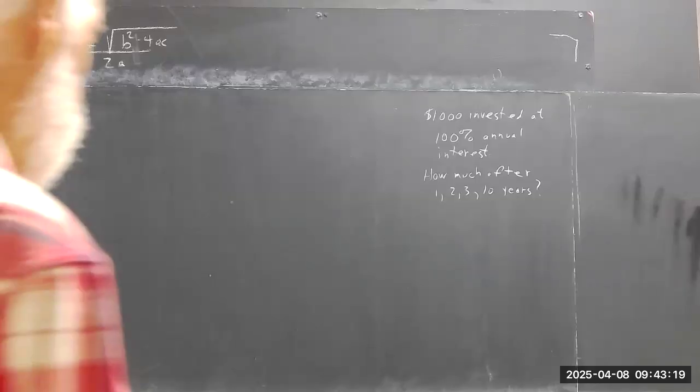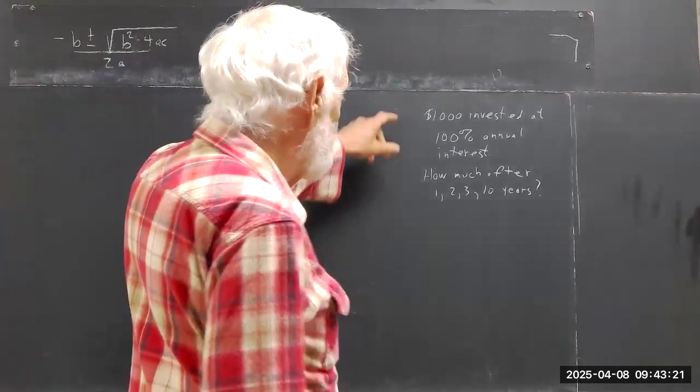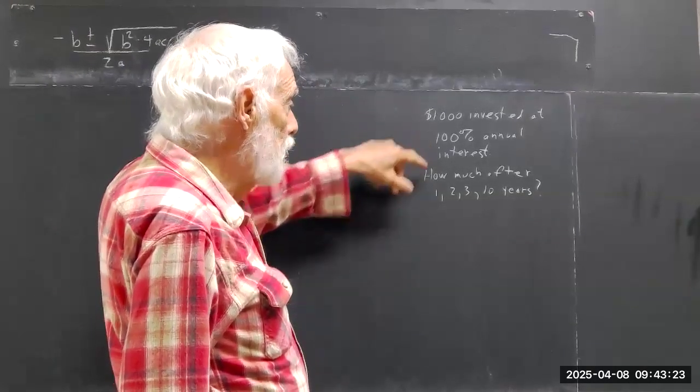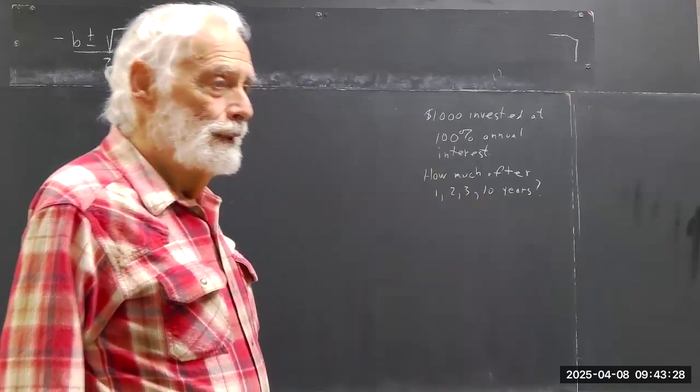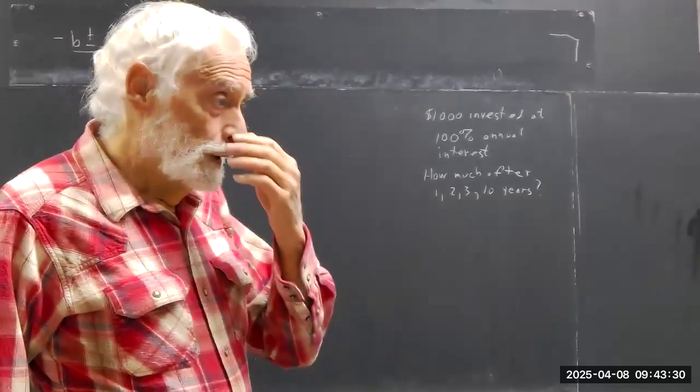Okay, so here's the question. You invest $1,000 at 100% annual interest. How much do you have after 1, 2, 3, and 10 years? And I got a very quick and good answer.